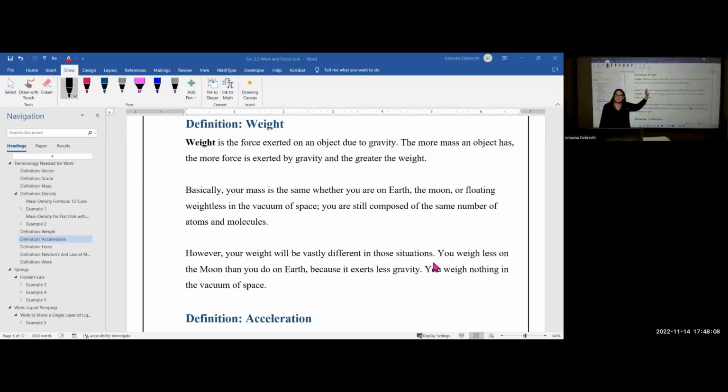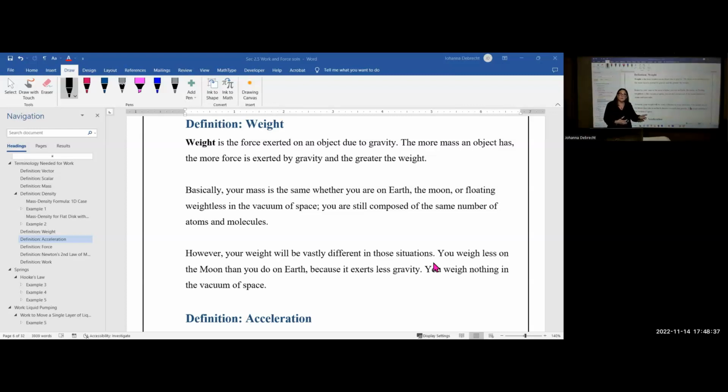Now, your mass is the same whether you're on Earth, on the moon, or floating in space. You have the same number of atoms and molecules in all three places, but your weight will change. So your weight when you're on Earth is a measure of our gravitational force, 9.8 meters per second squared, or 32 feet per second squared. And that's exerted on the atoms and molecules in your body. So you weigh a certain amount.